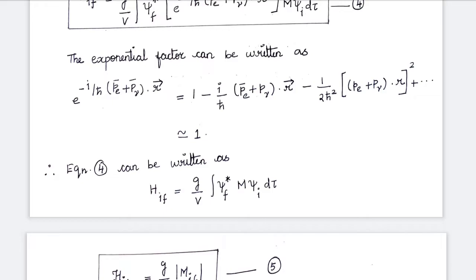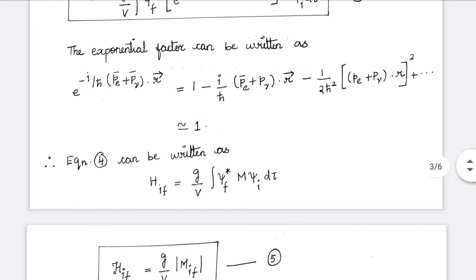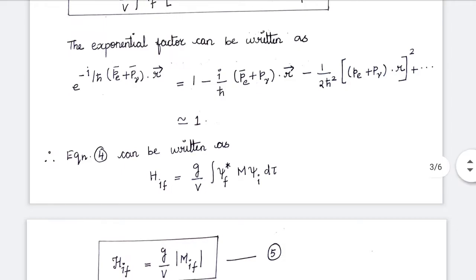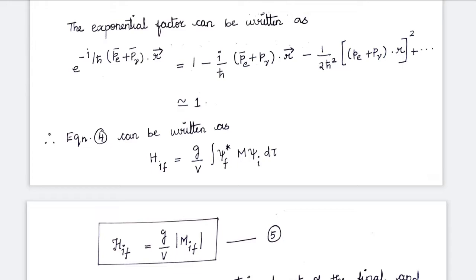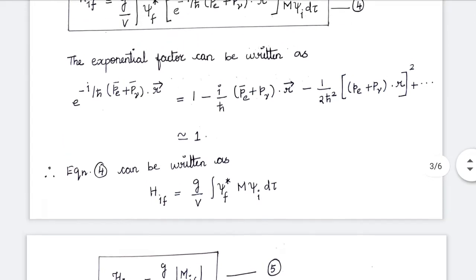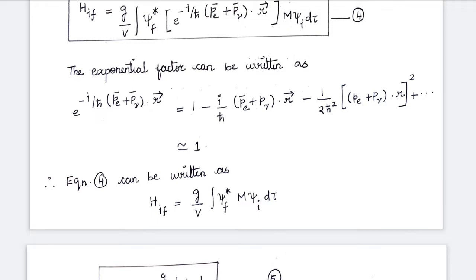When you expand it, you get 1 minus i by h cross, pe vector plus p nu vector, into r vector, minus 1 by 2 h square into pe vector plus p nu vector into r, the whole square, and the series goes on like this. Even though the vector sign is not written over p nu, momentum is again a vector quantity. When you compare the second and third terms with 1, they seem to be very small or negligible quantities. So this exponential factor can be approximated to 1.